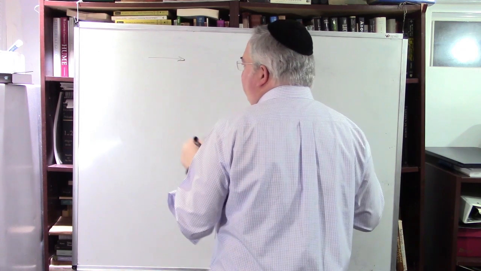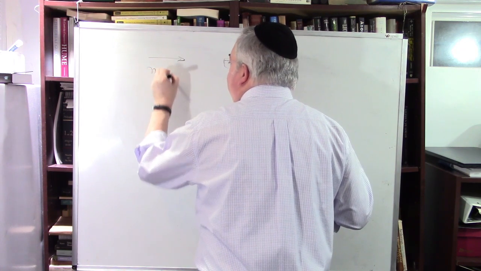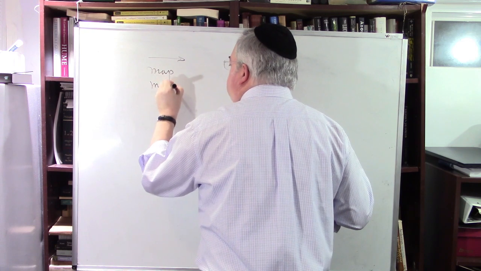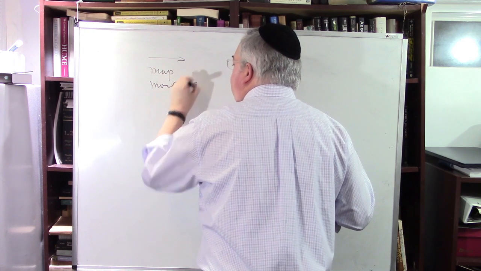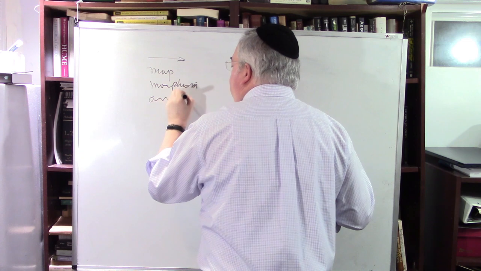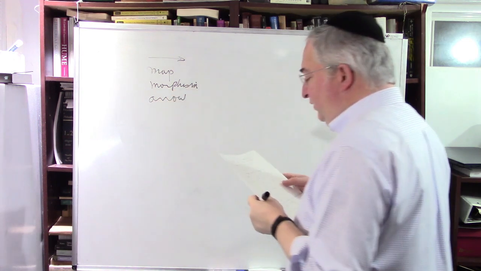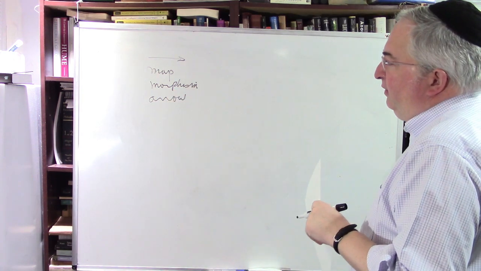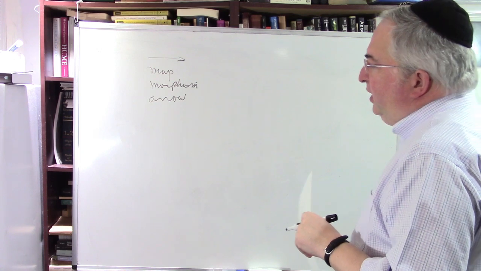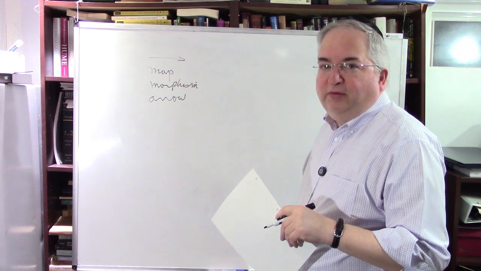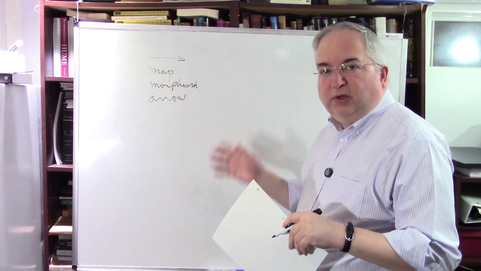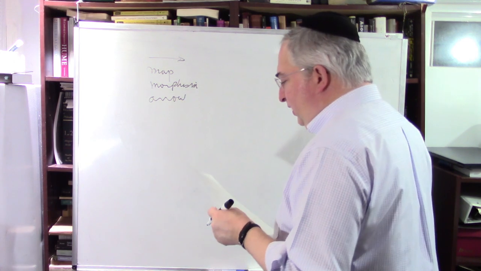One, I will be calling this a map, a morphism, an arrow. There are a lot of different ways of saying it. Usually I say morphism, but again, in every book it's different.